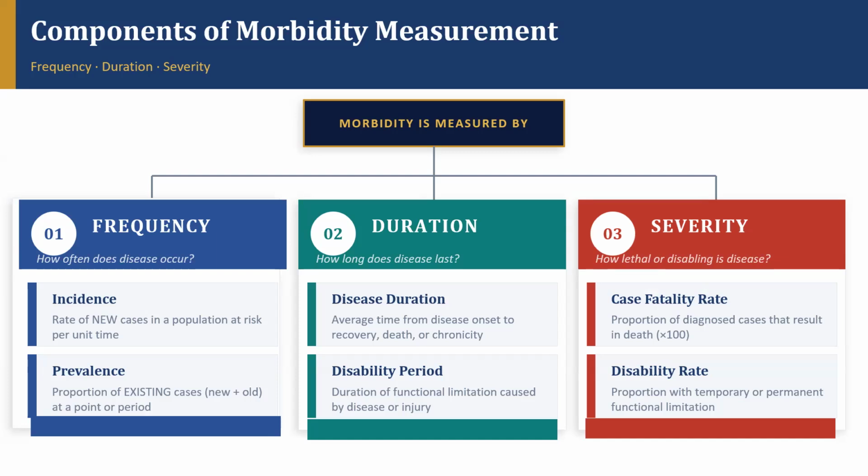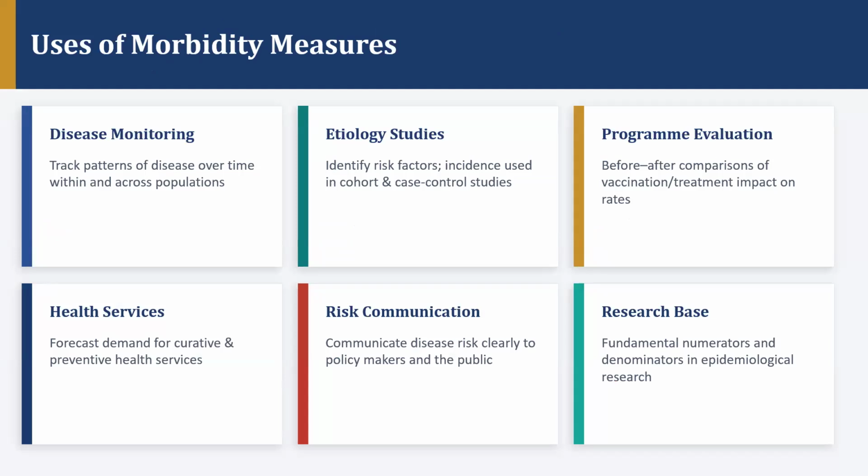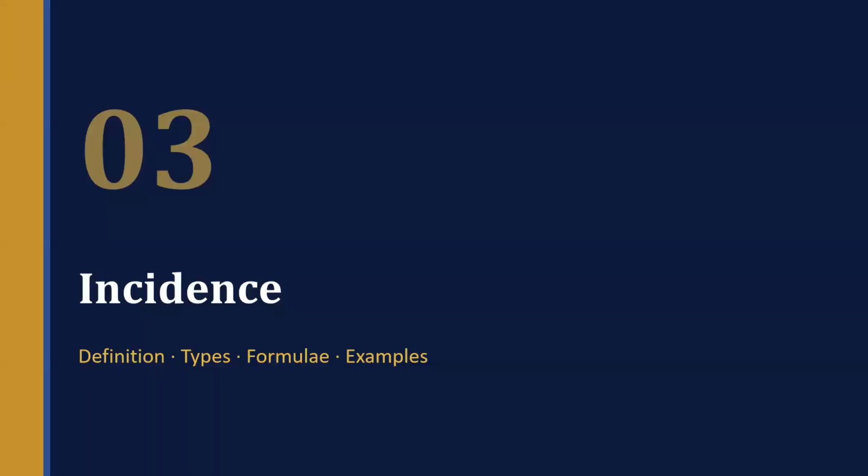and disability rate. Uses of morbidity measure: disease monitoring, track the pattern of disease over the time within and across the population. Etiological study: identify risk factor, incidence used in cohort and case control studies. Program evaluation: before and after comparison of vaccine, treatment impact on the rate. Health services: forecast demand for curative and preventive health services. Risk communication: communicate disease risk clearly to the policymaker and public. Research: fundamental numerator and denominator in epidemiological research.